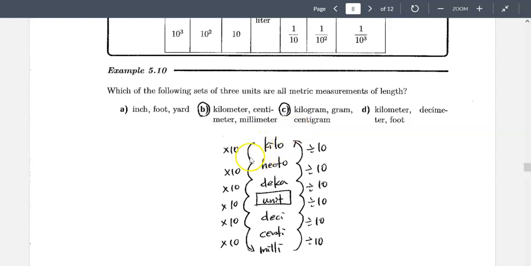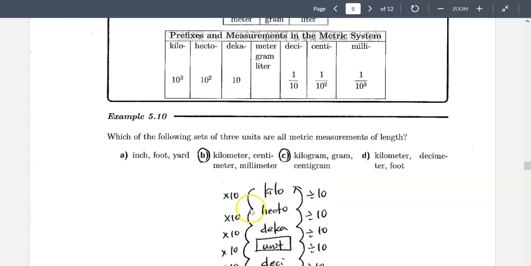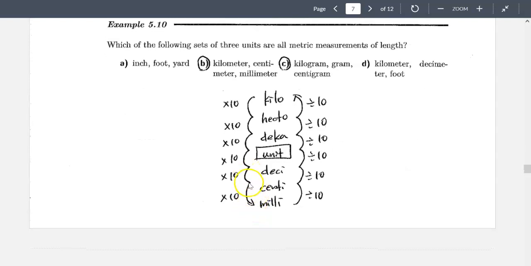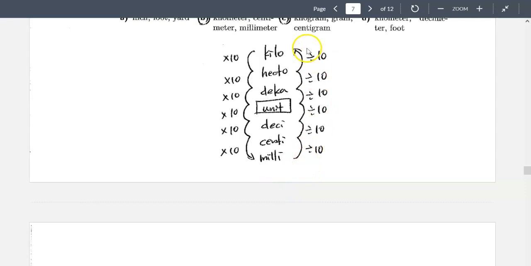And then for each unit as you go down, from kilo to hecto, you times 10. If you go down to deca, you times 10. You go down to unit, you times 10. Excuse me, sorry about that. If you go to deci, you multiply by 10, and you go to milli, you multiply by 10. And the same thing going back, you divide.